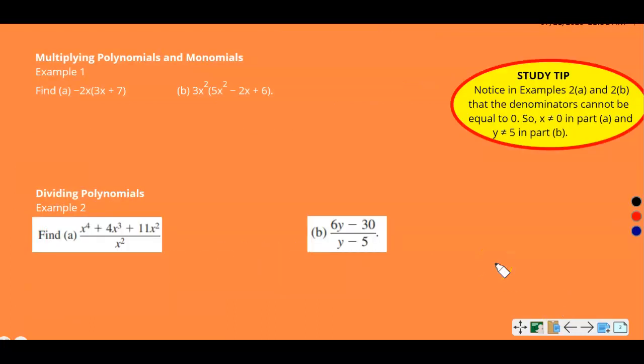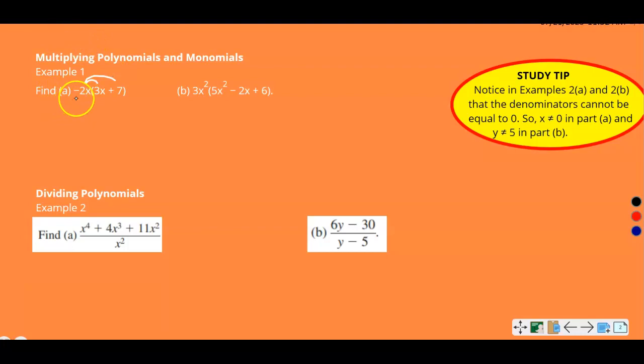Example 1, multiplying polynomials and monomials. Part A says find negative 2x times 3x plus 7. When you see parentheses, you know that you are multiplying this by everything inside of the parentheses. This is what we would call the distributive property.